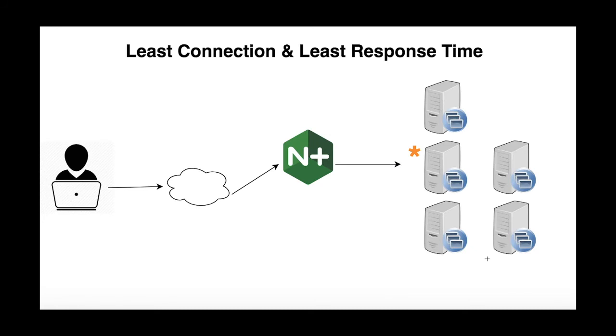You also have the least connection and the least response time method. What the least connection method does is direct traffic to servers with the fewest active connections. All that means is, you see this orange asterisk here near this server. Let's just say these other servers have 20,000 connections or 20,000 requests apiece, right? And this one only has 5,000.